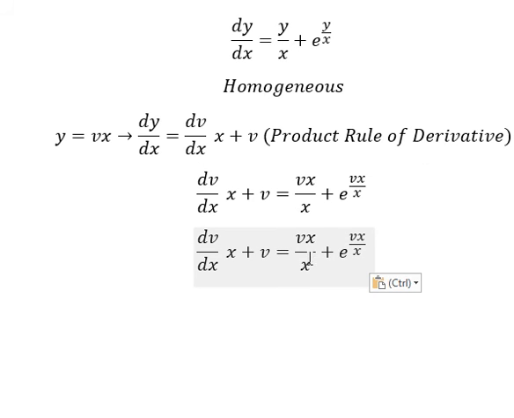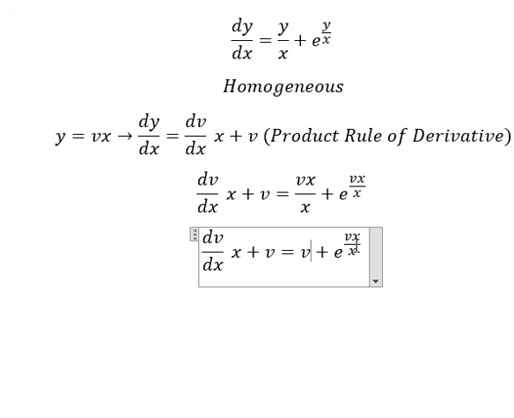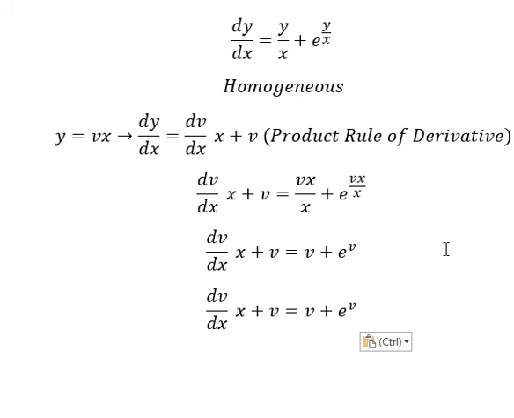S divided by s, you get v. This one you get v. V minus v, they cancel.